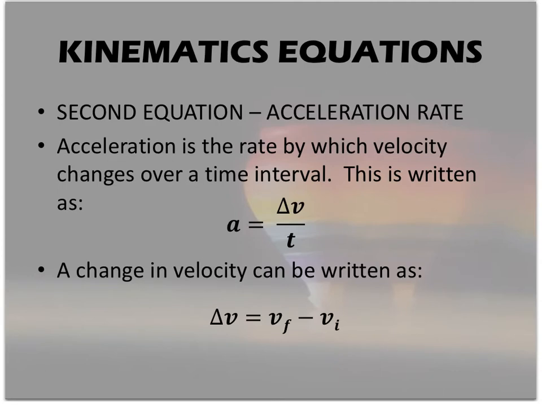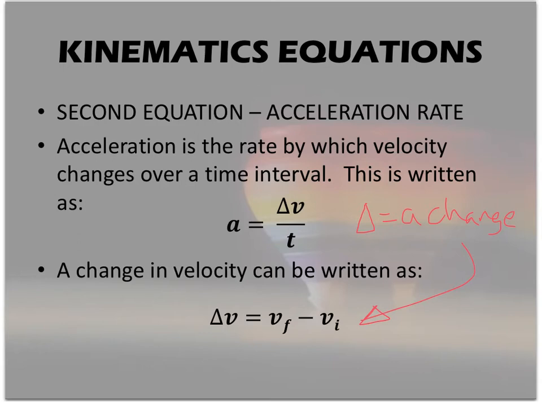My second equation is for acceleration. Velocity was the rate at which displacement changes. Acceleration is the rate at which velocity changes over a time interval. It can be written as acceleration is a change in velocity. That's what delta means. The delta symbol equals a change. So this is like a change from your final and your initial. You can see it down here. And that's over your time interval.